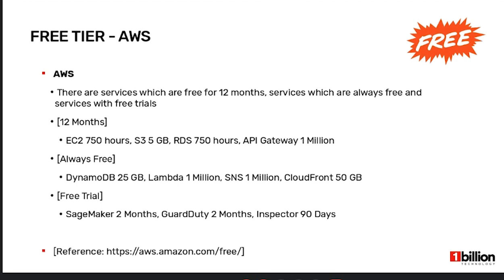When it comes to AWS, as I said, they have three levels. There are 12 months free, always free, and free trial services. You can go to the website, the URL is given, and check all this. For example, EC2 gives 750 hours for particular instance types. S3 gives 5 GB, RDS 750 hours, API Gateway 1 million calls, likewise. And always free, like DynamoDB 25 GB, and Lambda 1 million requests per month, right?